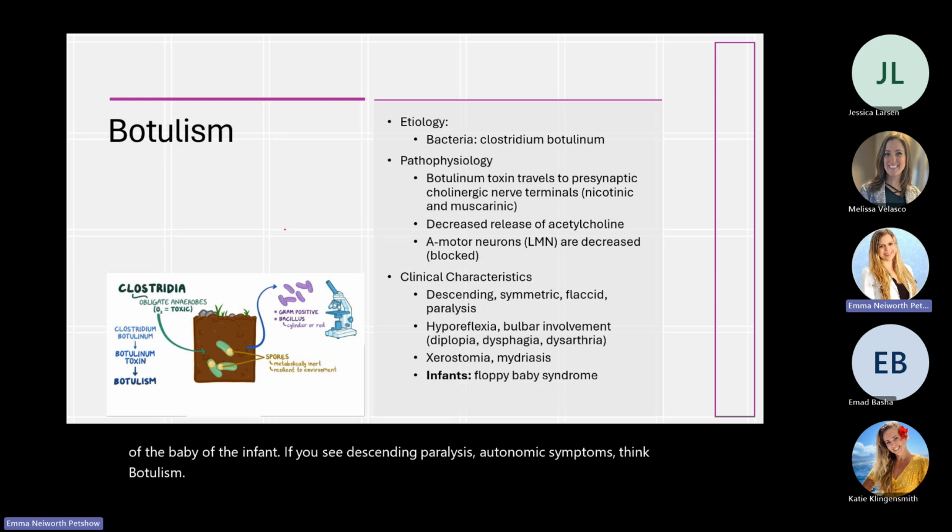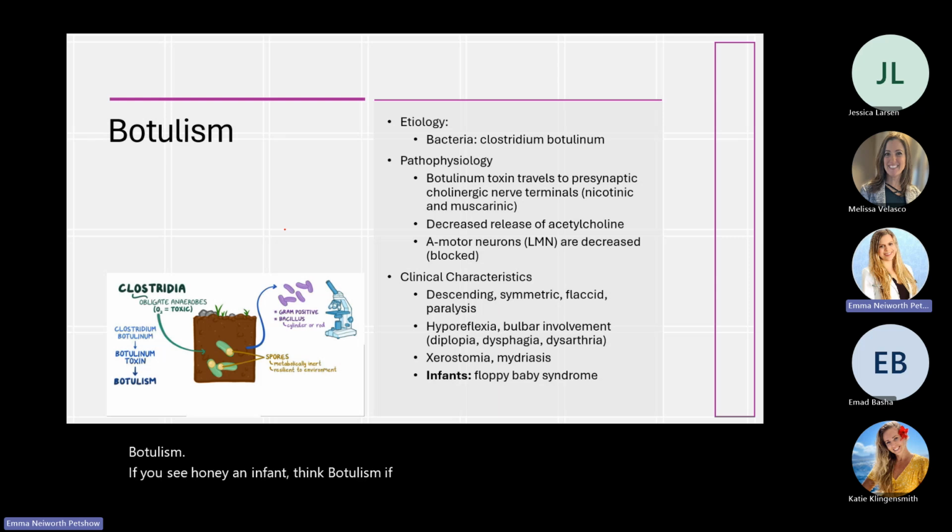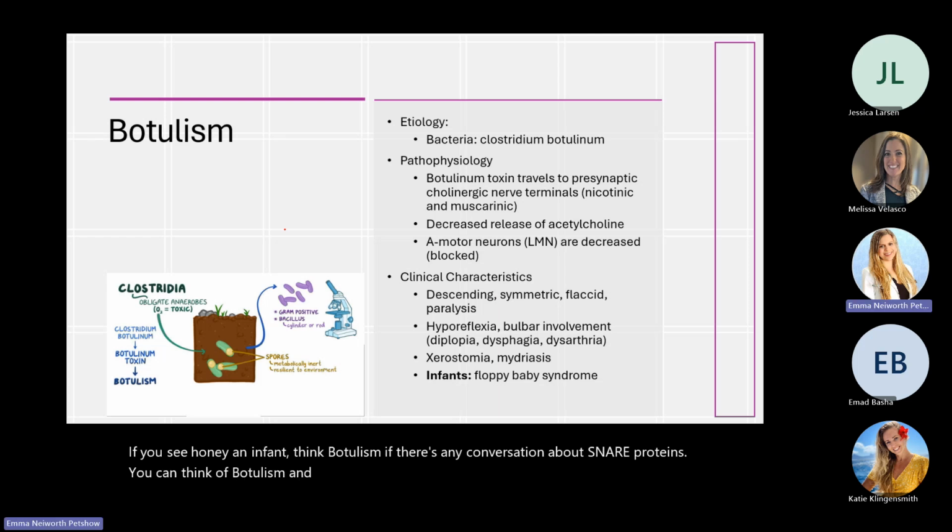If you see honey and infant, think botulism. If there's any conversation about SNARE proteins, you can think of botulism and a few other things, but botulism is one of those things. So if you see SNARE, you can be like, oh, maybe botulism, botulinum toxin.